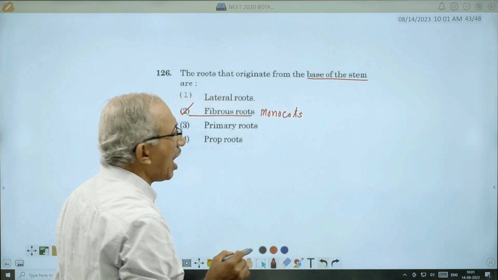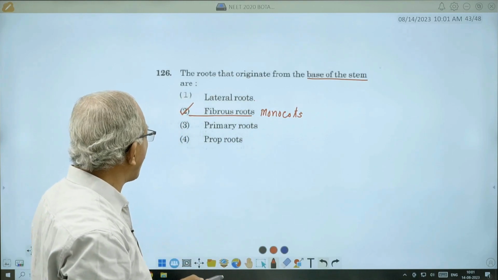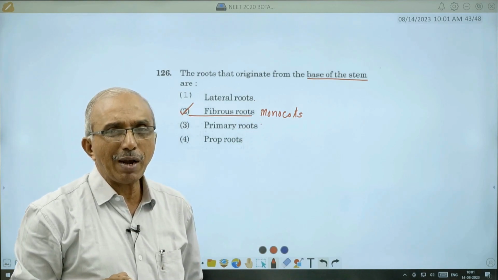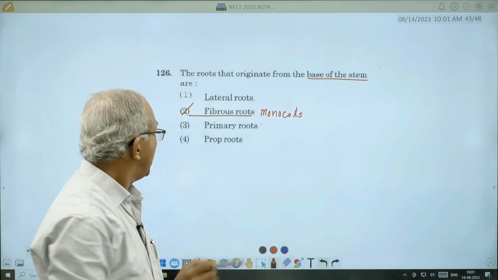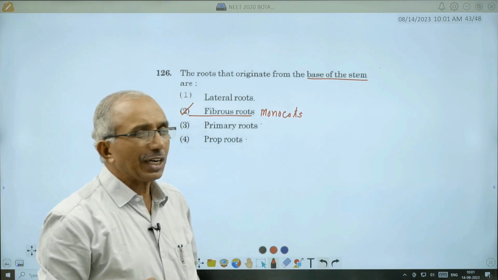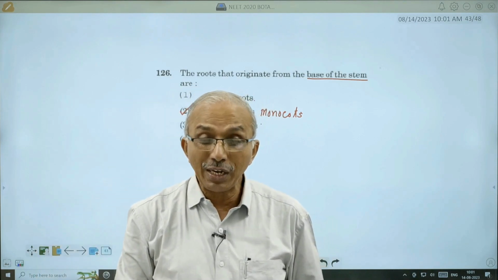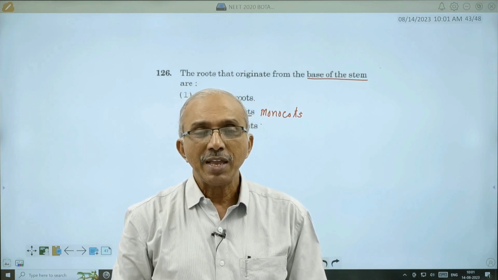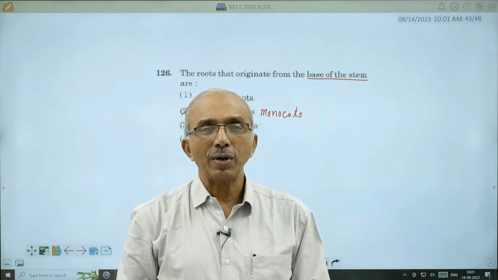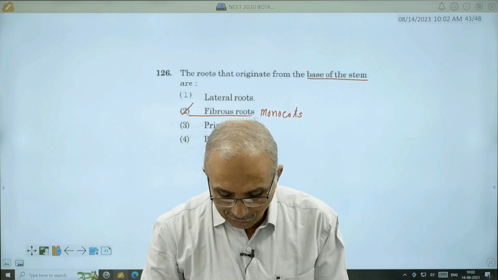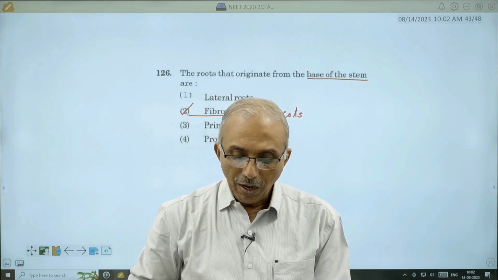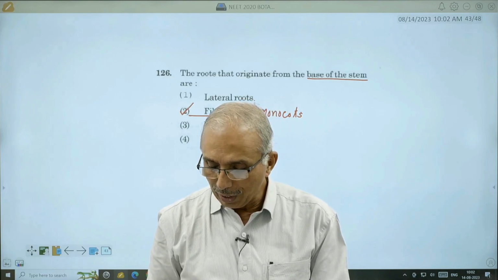Lateral roots are branches of root. Primary root is the root which develops from the radicle. Then prop roots are developed from the stem; it is an adventitious root, developed from the branches of stem, and they give support. The root which develops from the base of the stem is a fibrous root.